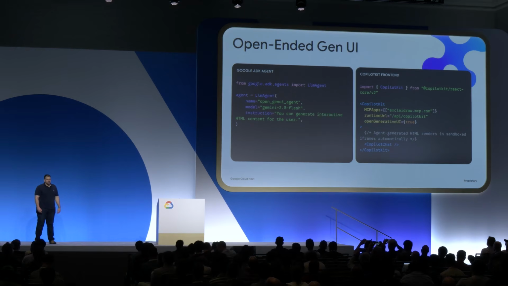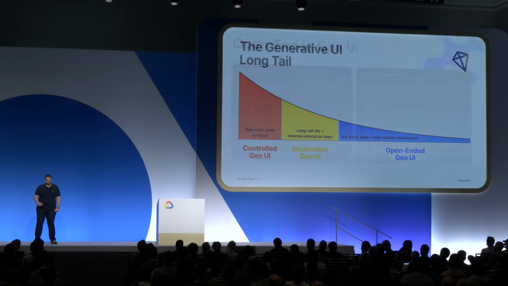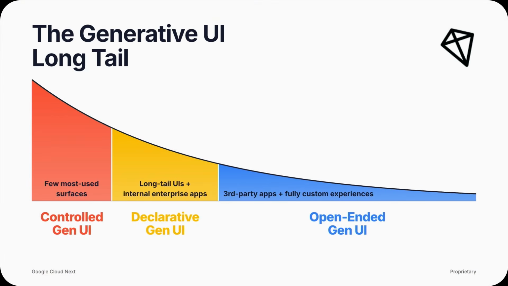And again, with AGUI, MCP apps and open-ended generative UI are just a configuration away in your own custom full-stack agents. So you can pass the URL of any MCP apps you want to use and just turn on the open generative UI flag, and now any of your backend agents, without any further customization in the backend, can support these experiences.